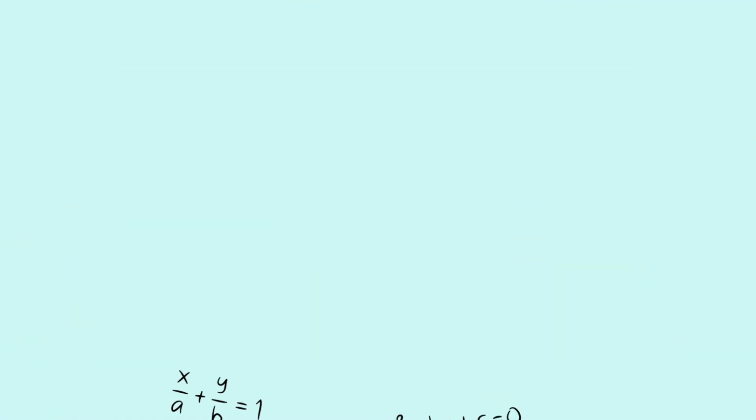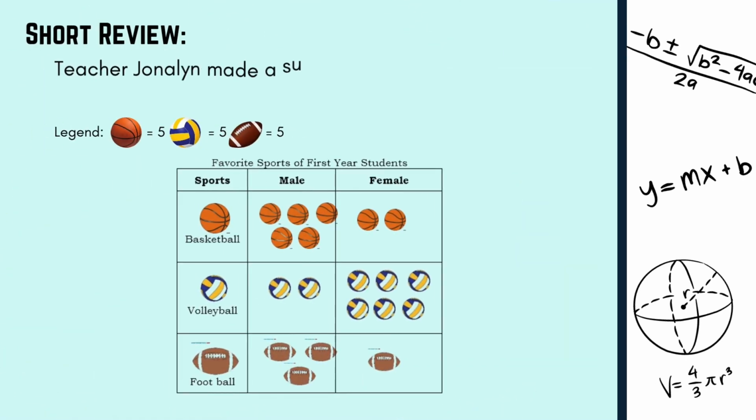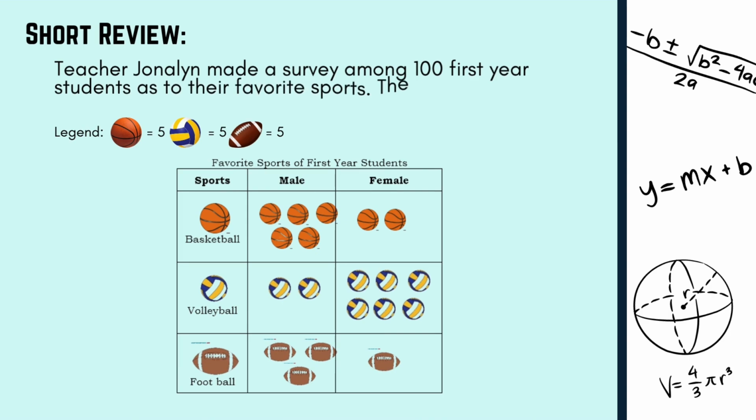So for day one, let's have a short review. So we can see here a graph wherein teacher Jonalyn made a survey among 100 first year students as to their favorite sports. The results are as follows. So we have here our legend. One basketball is equivalent to 5, one volleyball is equivalent to 5, and one football is equivalent to 5.